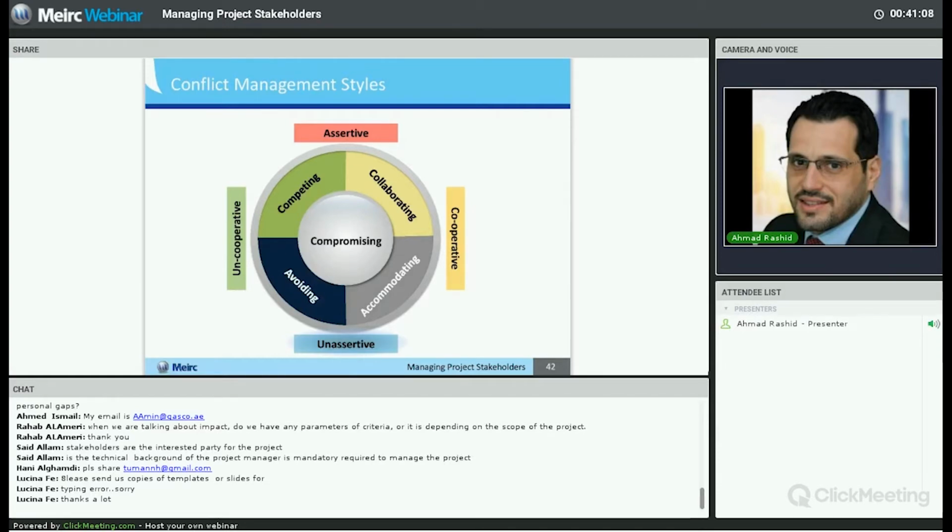As I said, you just need to understand the difference between power and impact. Power means that I have high authority in the organization, but I cannot impact your project. Impact means that I have a high level of authority on your project. I think we do have some criteria, but it's more or less subjective criteria, not an objective one. I can share with you some later on if you send us your email.